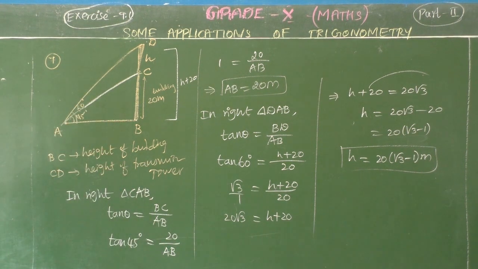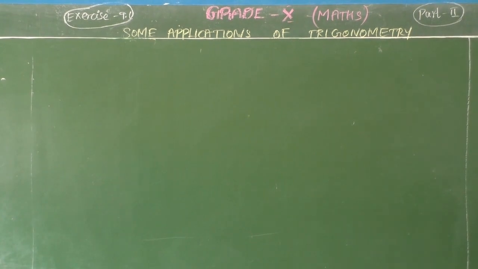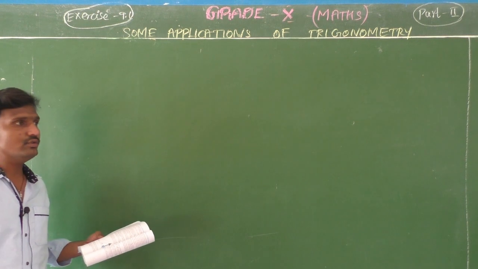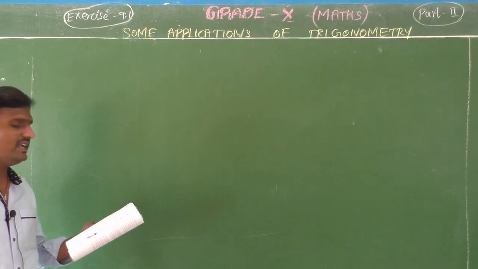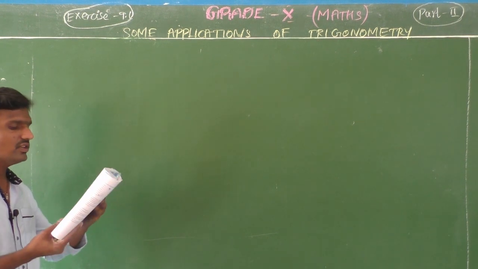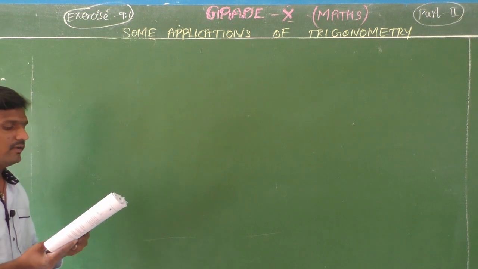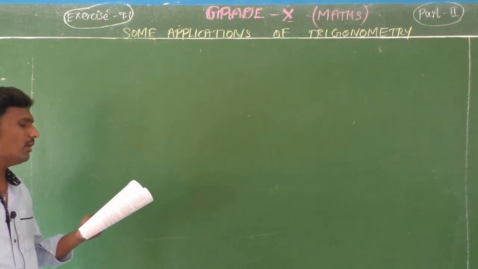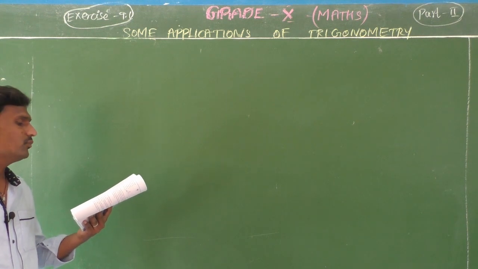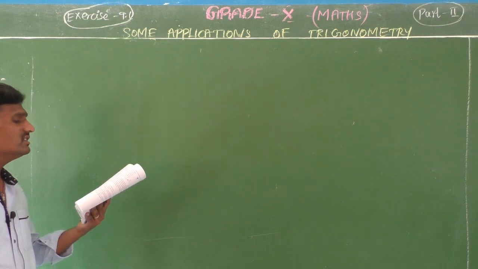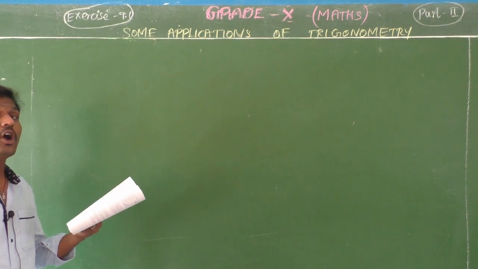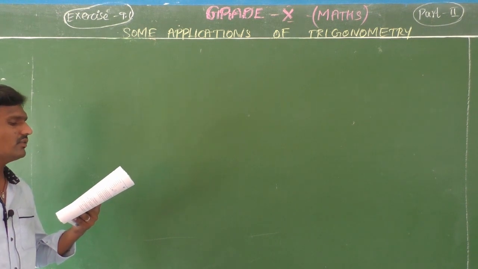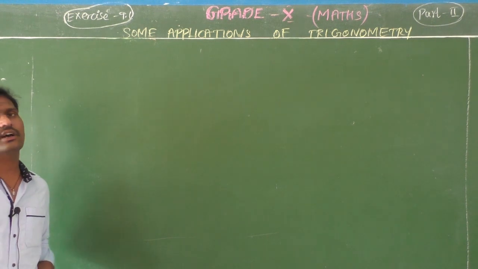And the last question for this session is question number 8. So look at the question. A statue 1.6 meter tall stands on the top of a pedestal. From a point on the ground, the angle of elevation of the top of the statue is 60 degree. From the same point, the angle of elevation of the top of the pedestal is 45 degree. Find the height of the pedestal.